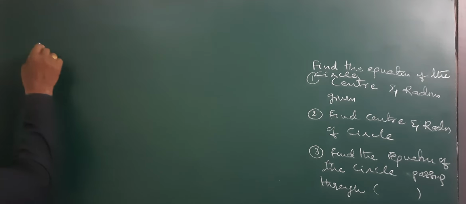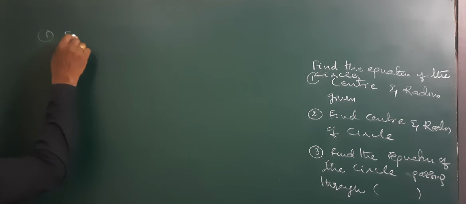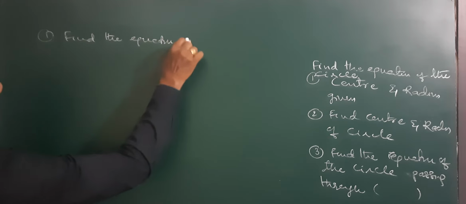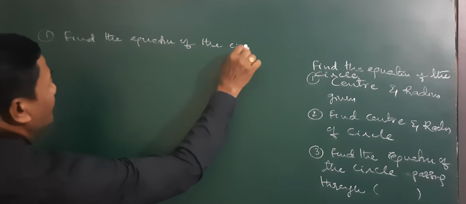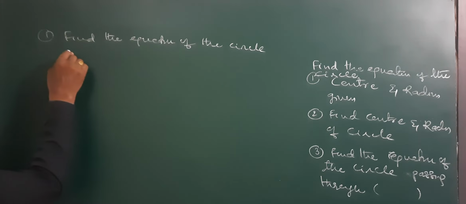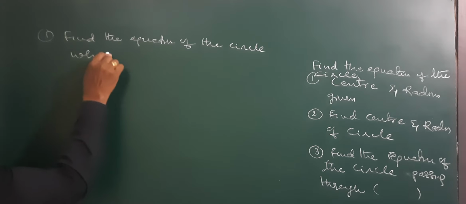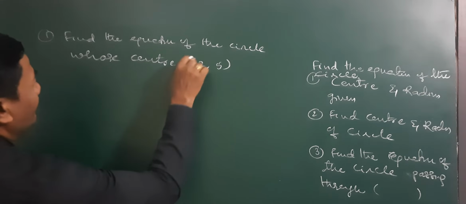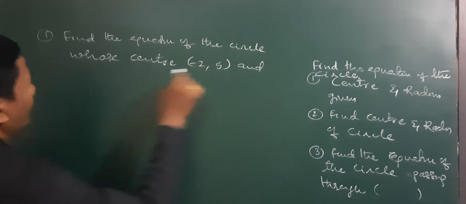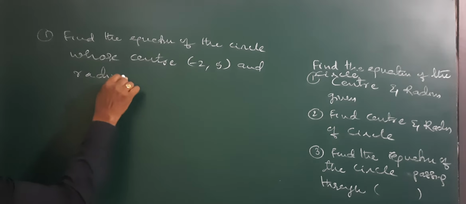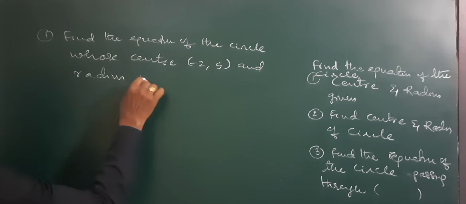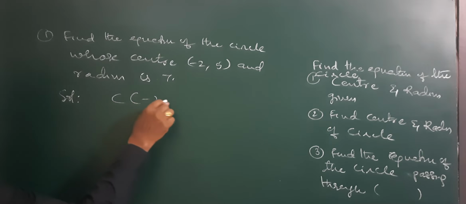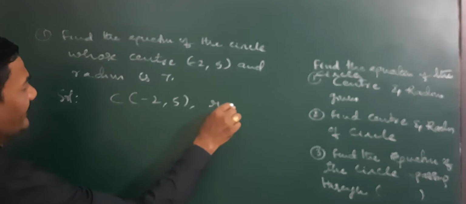The first one: find the equation of the circle whose center is (minus 2, 5) and the radius is 7. This is the question. How can we solve the problem? The center is (minus 2, 5) and the radius is 7.